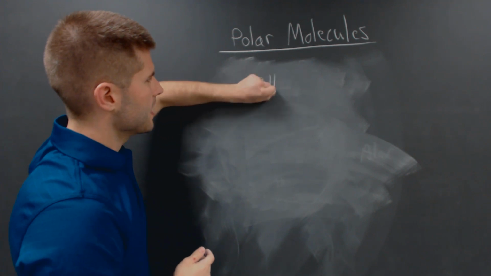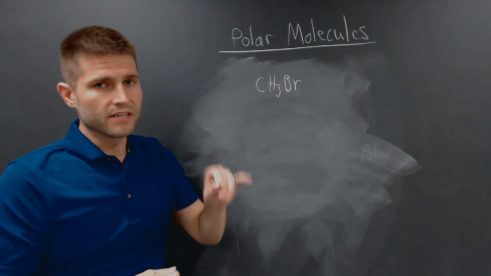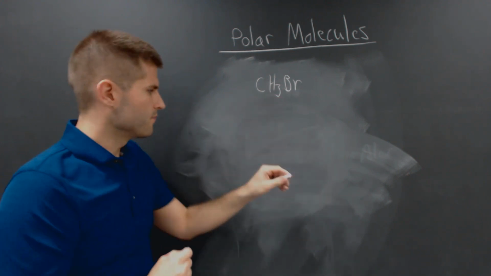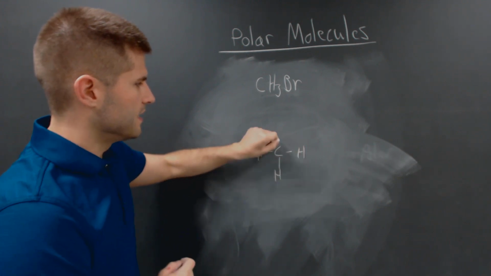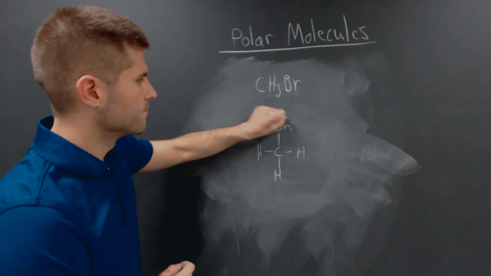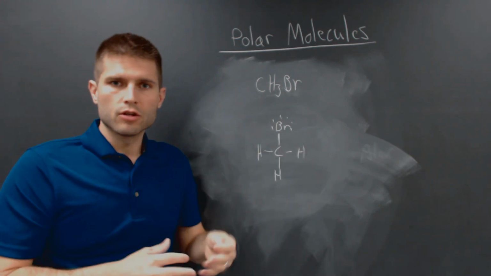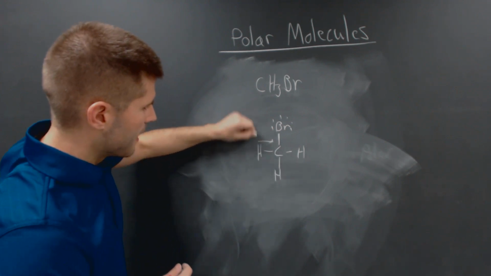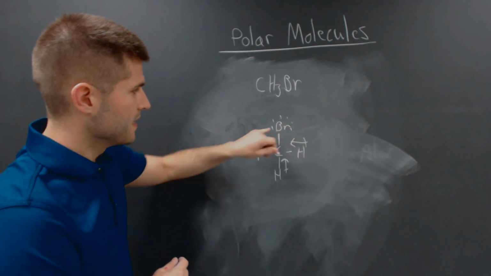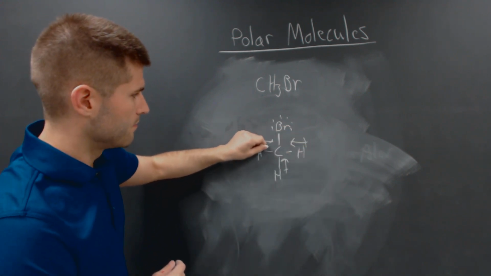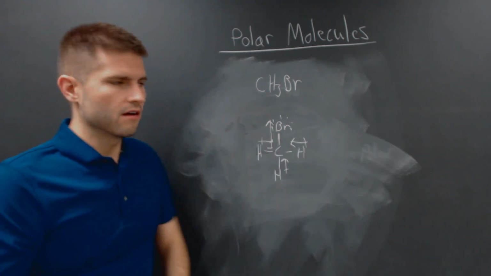Let's look at the CH3Br molecule. So this is slightly different than what we had in methane. We still have the central carbon, it's surrounded by hydrogens, but in this case we have a single bromine attached to that carbon. So let's draw our dipole moments. We have a dipole moment going this way, a dipole moment going that way, a dipole moment going that way, and then for the Br-C bond, we have a dipole moment going from the C up to the Br.